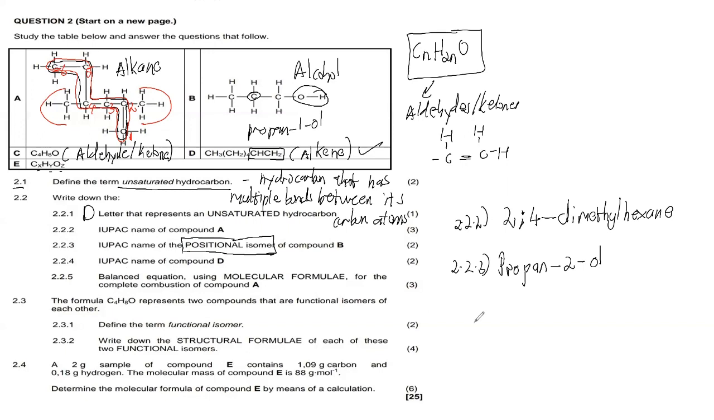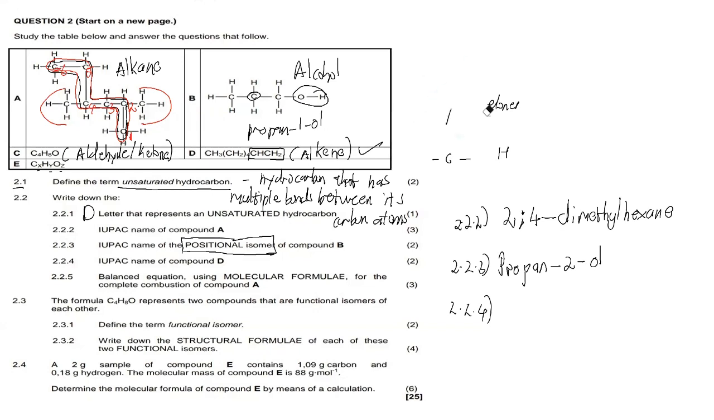And then 2.2.4 says give the IUPAC name of compound D. The IUPAC name of compound D. Now, obviously, to come up with the name of compound D, you first have to understand how this would be drawn, right? So you first break all this down. So the strategy would be to first draw the structural formula.